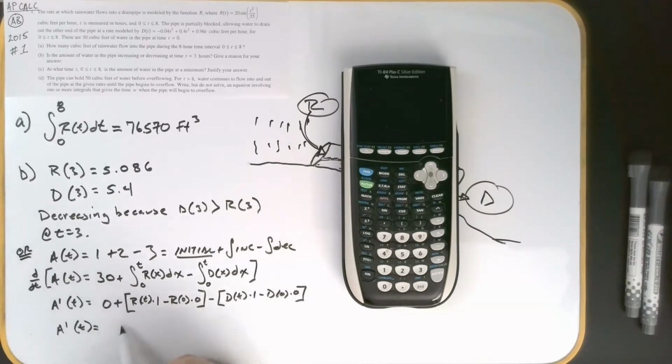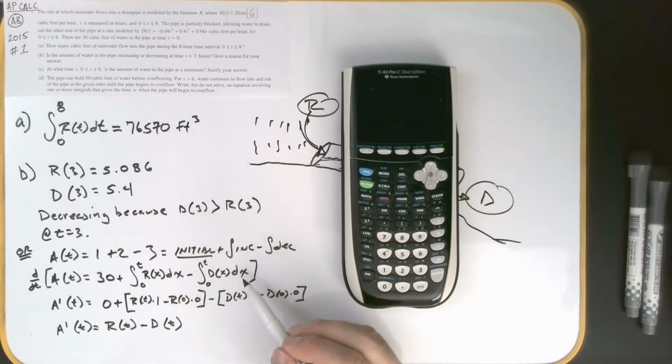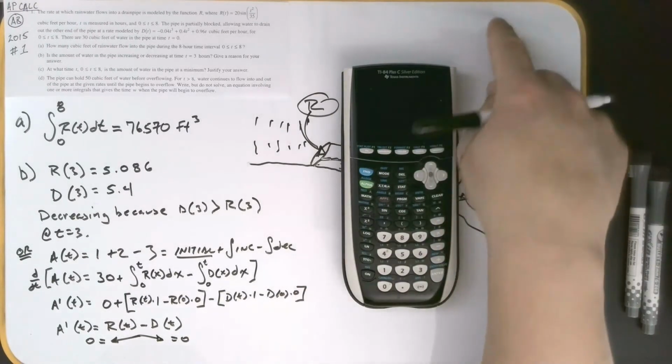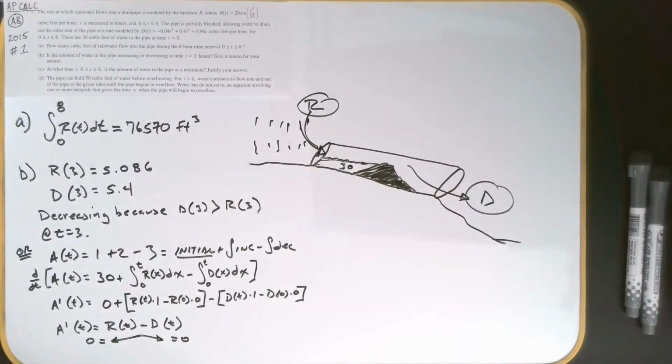When is A prime of t equal to R of t minus D of t? That's the derivative of how much water is in there at any one time. Well, if this is our function, then we're going to get our critical numbers, and then we're going to test for increasing and decreasing. So what I would do is set that equal to undefined, set that equal to 0, and get my critical numbers. So I'm going to move this up to the other side here, for the sake of space, and get rid of this wonderful diagram.